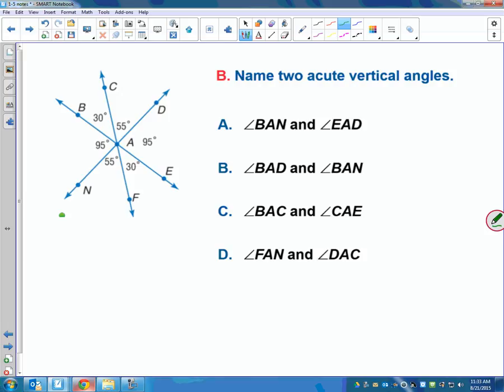Yeah, vocabulary is really important on a test. If you don't know what vertical angles are, you don't know what to pick. If you ask me during a test what's a vertical angle, I'm going to say I can't tell you. No, I'm going to show you later.